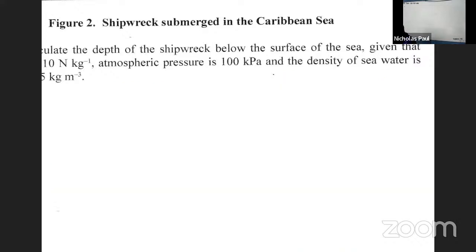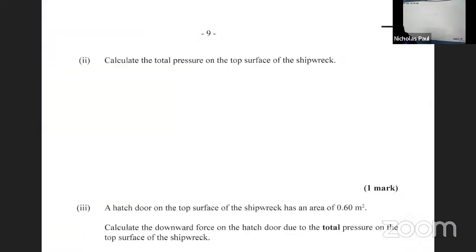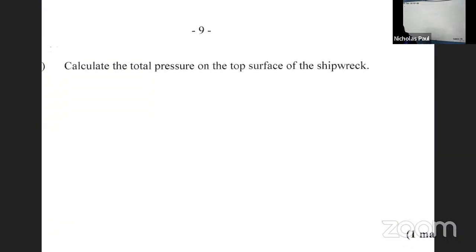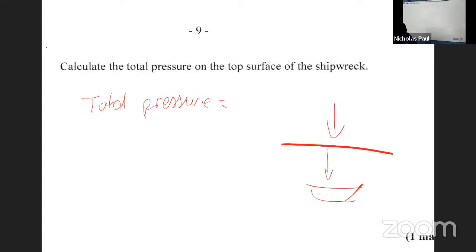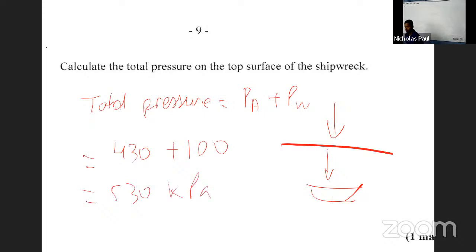Yeah. Next part. Calculate the total pressure on the top surface of the shipwreck. So they want total pressure. What will the total pressure be now? Right, here's where you add the atmospheric pressure. Because on top of the shipwreck, you have atmospheric pressure and you have the pressure of the water. So you have to add the atmospheric pressure and the pressure of the water. So that's 430 kilopascals plus 100. So that's 530 kilopascals. Everybody okay with that?